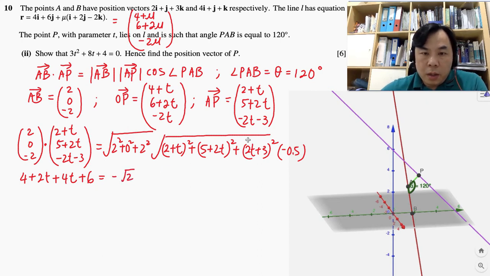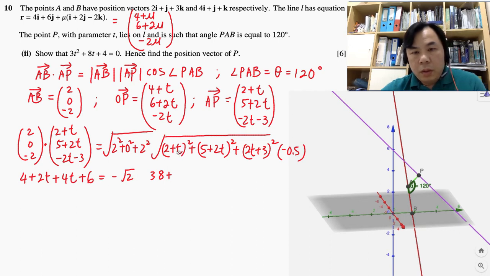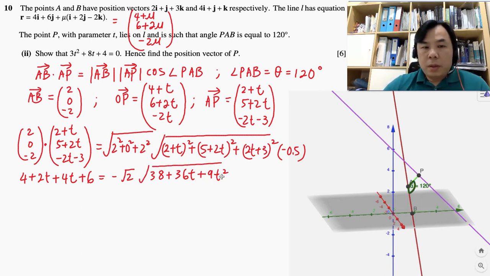And then I can expand everything inside the square root there. So let me do that very quickly. 25, 29, 29, that will be 38. Okay, and then I'll have 4, 24, 24, 36t there. And then finally, let me see, 4, 8, 9t squared. Alright, now that's what I have on my left hand side.